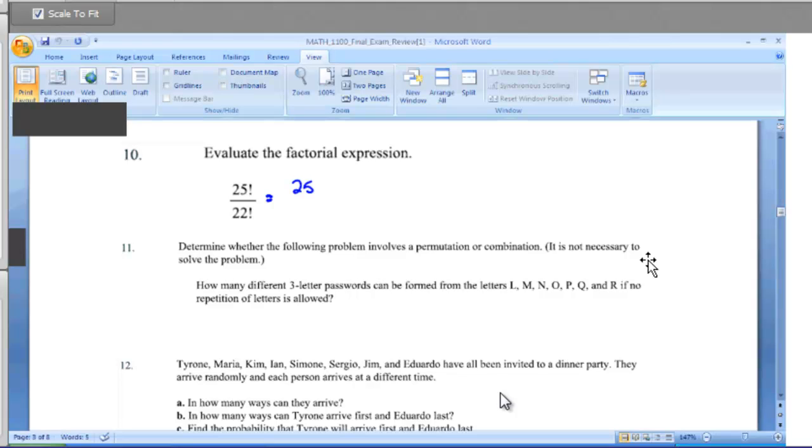So 25 times 24 times 23 times, and then I'm going to stop for just a second, times 22, but all the way down to 22, 21, 20, etc. Well, that's the same as 22 factorial. So we write that over the 22 factorial, we can cancel. So it just equals 25 times 24 times 23, which is 13,800.